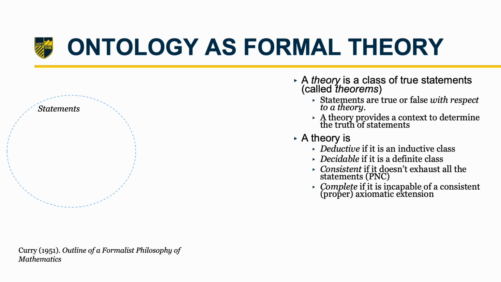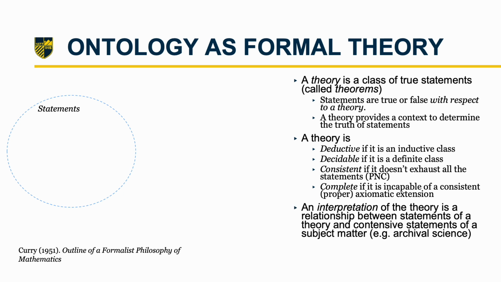And it's complete if it is incapable of a consistent axiomatic extension. I'm not going to talk much about that. It's actually a very strong requirement. Some of you probably have heard of the incompleteness theorem of arithmetic by Kurt Gödel. It's actually related to that. Having a complete system is not always the case. It really means that anything that is true for that system will be provable.